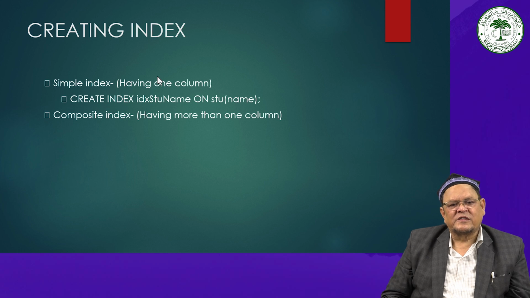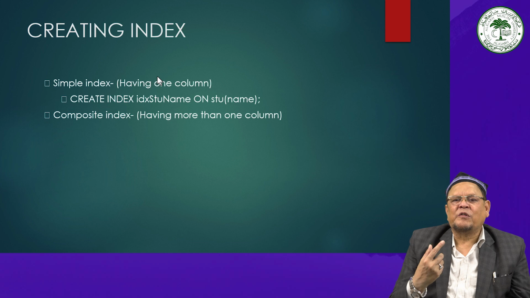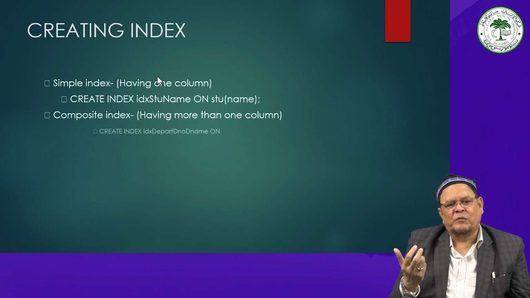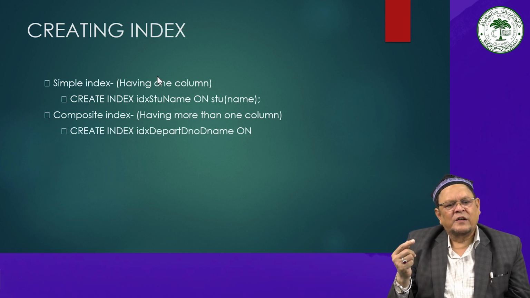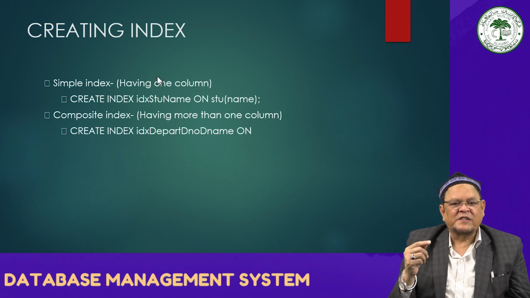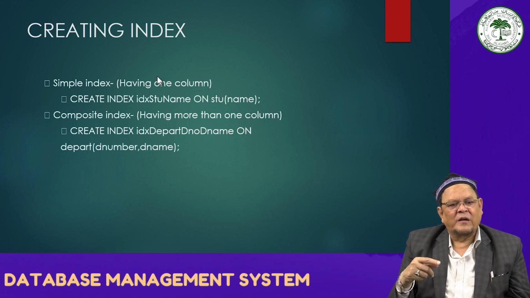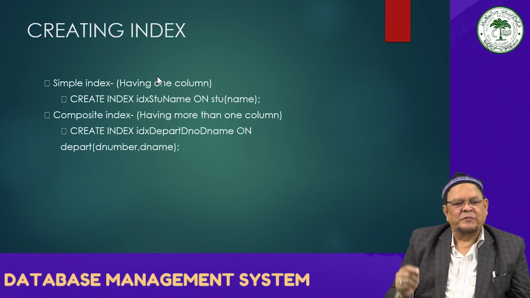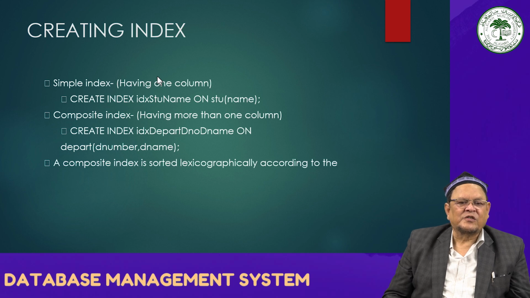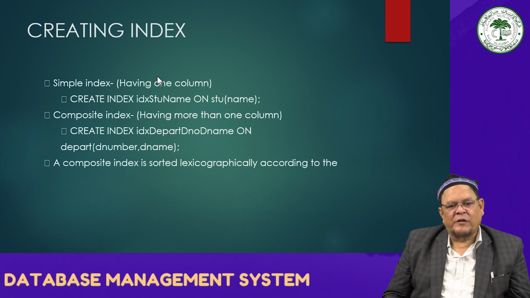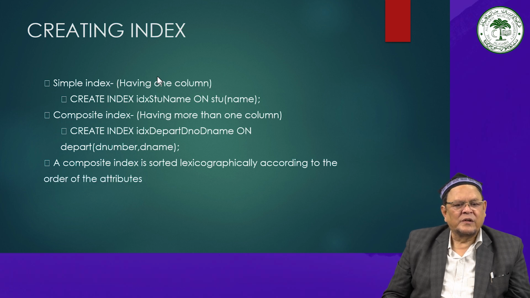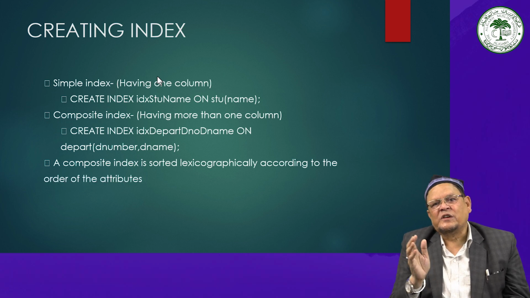For a composite index having more than one column, there is the composite index. A simple index may have one column, or it may have more than one column. How will you write it? Create index IDX department, department number, department name on department D number comma D name. That is called a composite index you can create. It is sorted lexicographically according to the order of the attributes.